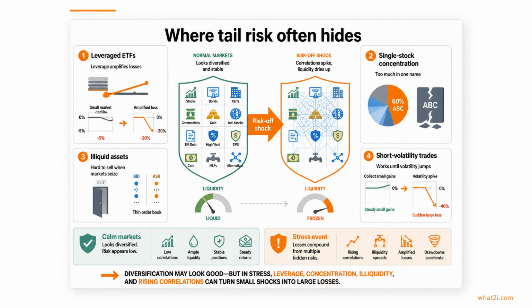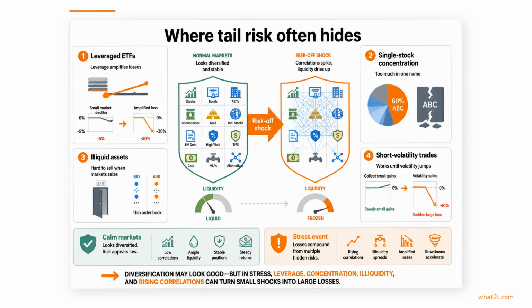Tail risk often hides in positions that look harmless during calm markets. Leveraged ETFs can magnify losses much faster than investors expect when markets move violently or trend poorly over time. Concentrated single stock positions create dependence on one name, one management team, and one set of company-specific outcomes. Illiquid assets become especially dangerous when everyone wants to exit at once and there are few buyers.